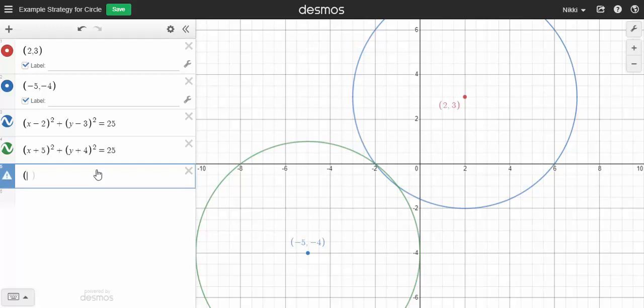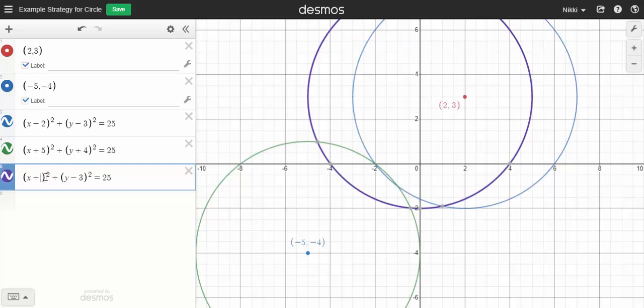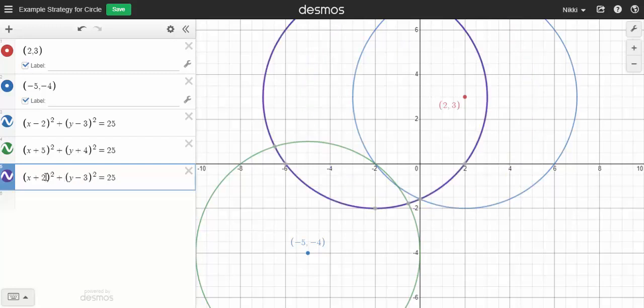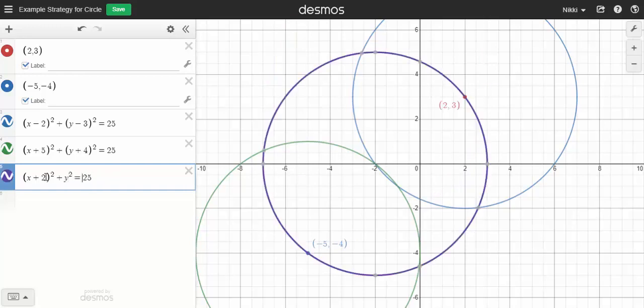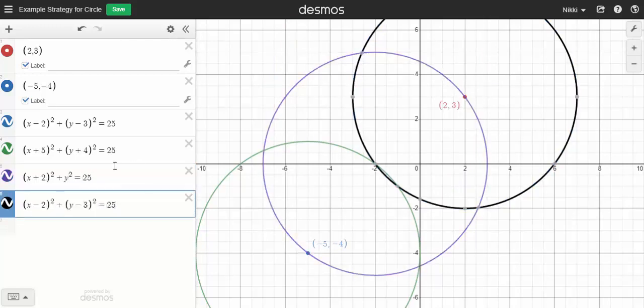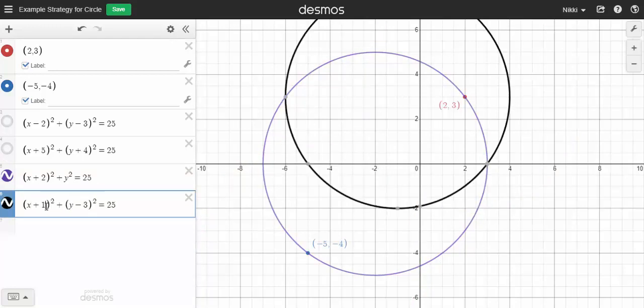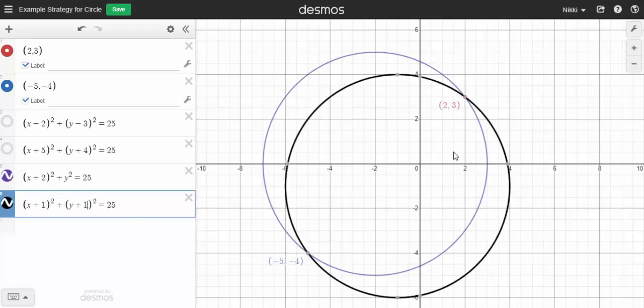So if I wanted a circle which crossed through (2, 3) and (-5, -4) and had a radius of 5, I'm going to write the equation of the circle which has a center of (-2, 0), so (x minus -2) squared plus (y minus 0) squared. You don't even have to have the parentheses there. Or the center (-1, -1), so (x minus -1) squared plus (y plus 1) squared.